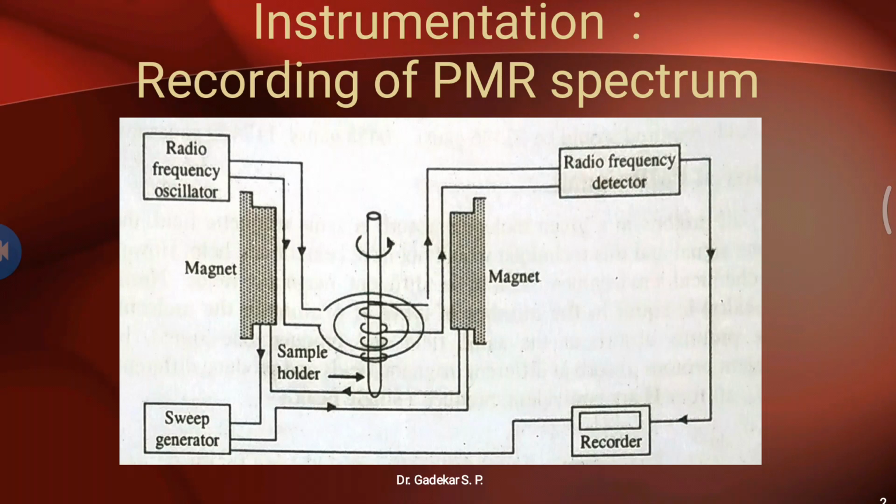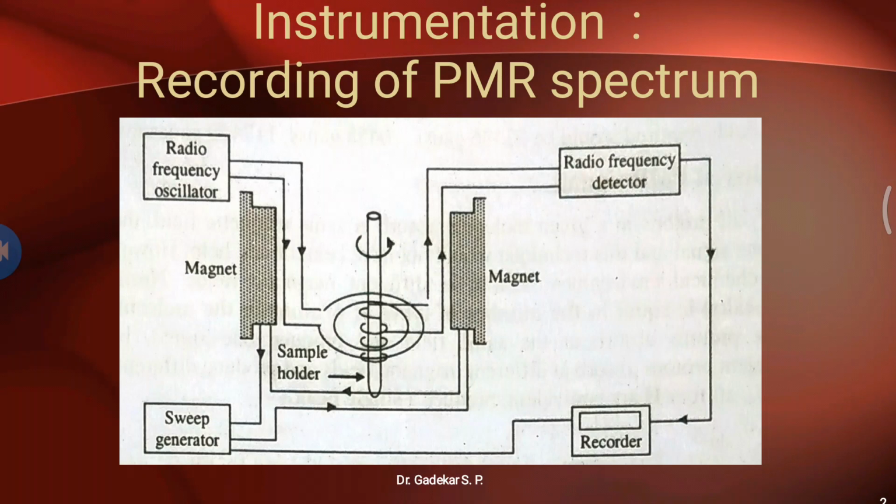Today we are discussing instrumentation, recording of the PMR spectrum. This instrument helps in recording the PMR spectrum. The instrument consists of different parts: first a radio frequency oscillator, then a magnet, sample holder, a radio frequency detector, a recorder, and a sweep generator.